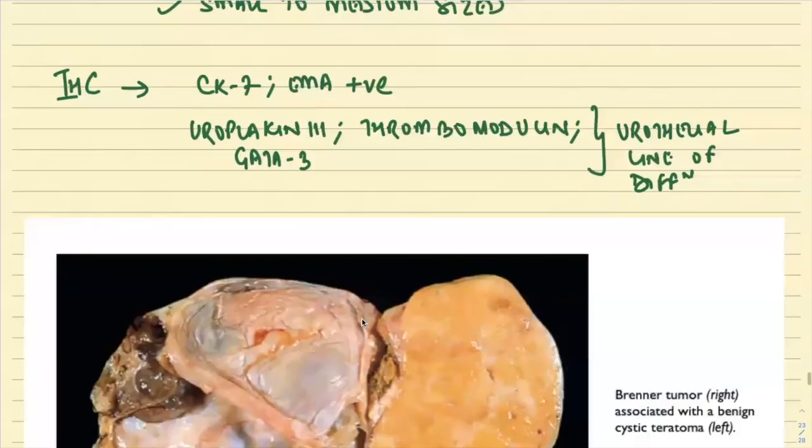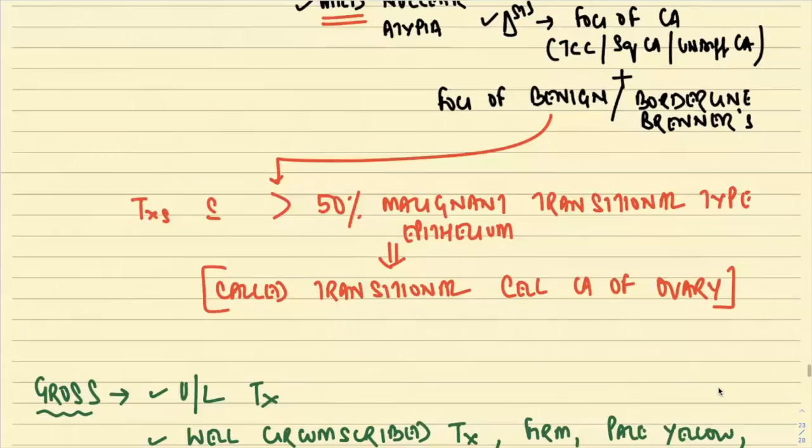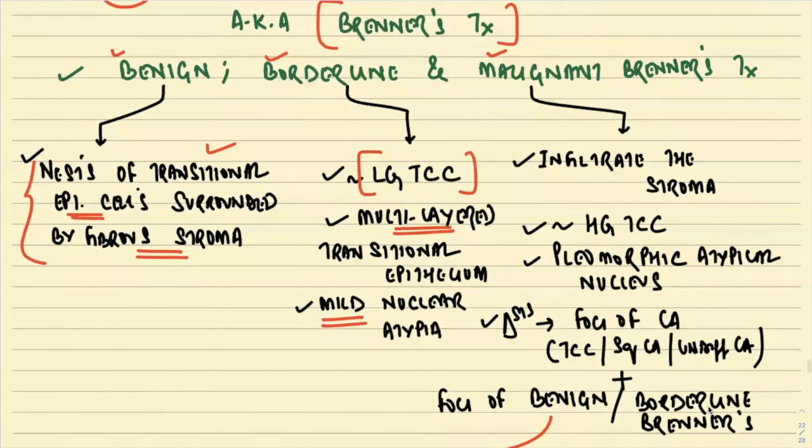Let me show you with the help of a diagram. This is your borderline variety of Brenner's or transitional cell tumor. Over here, you can see the classical multi-layering of the transitional epithelium with mild nuclear atypia. This is very much like the low-grade transitional cell carcinoma of the urinary tract. And the third important variety, your malignant Brenner's tumor, will infiltrate the stroma. They classically resemble the high-grade transitional cell carcinoma, wherein the nucleus shows all the atypical pleomorphic features.